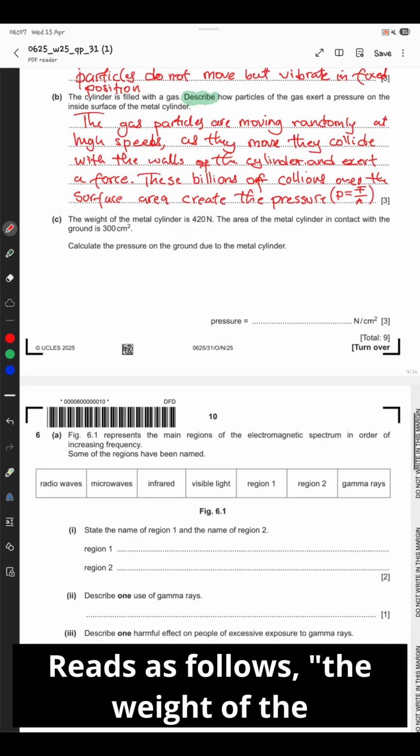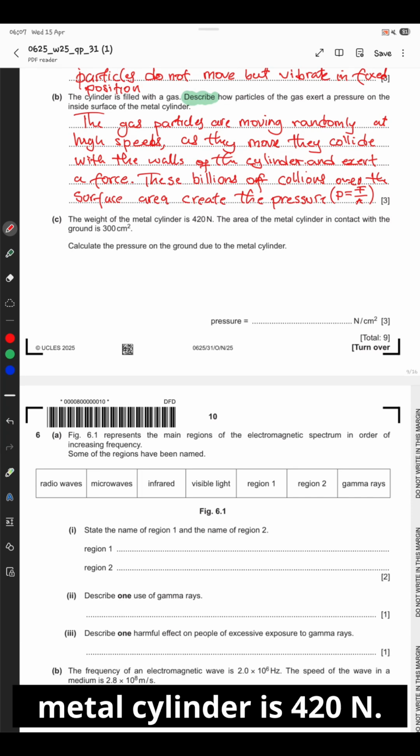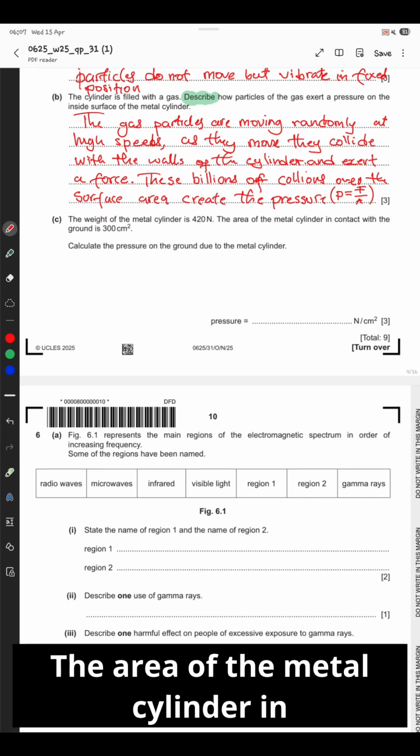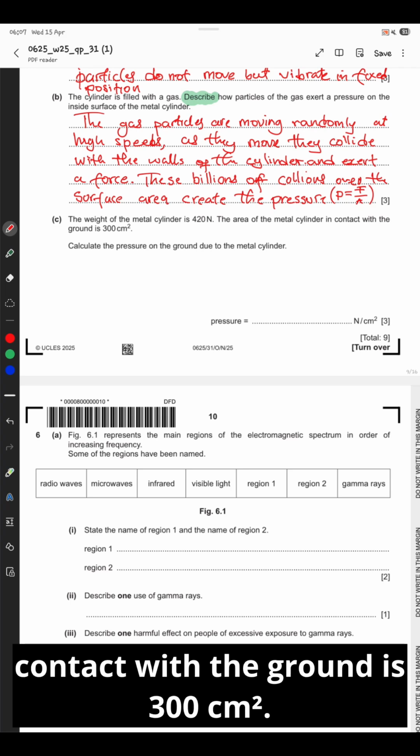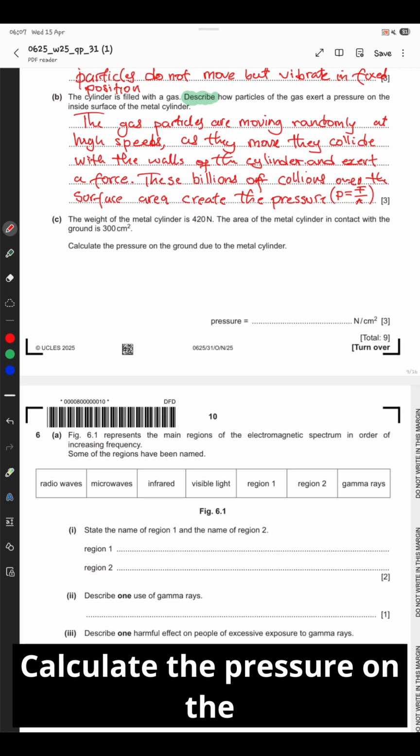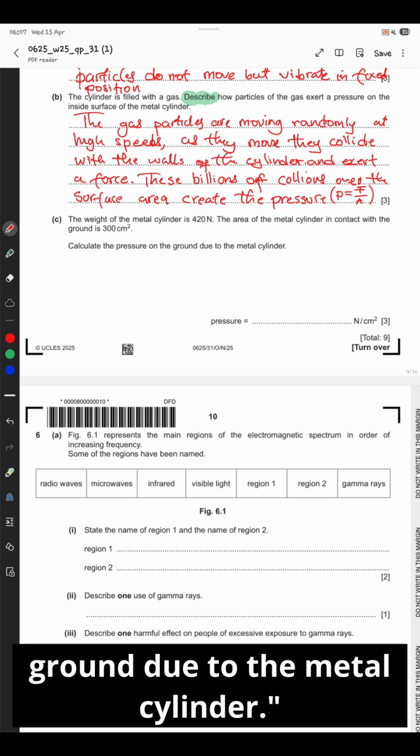Part C reads as follows. The weight of the metal cylinder is 420 newtons. The area of the metal cylinder in contact with the ground is 300 centimeters squared. Calculate the pressure on the ground due to the metal cylinder.